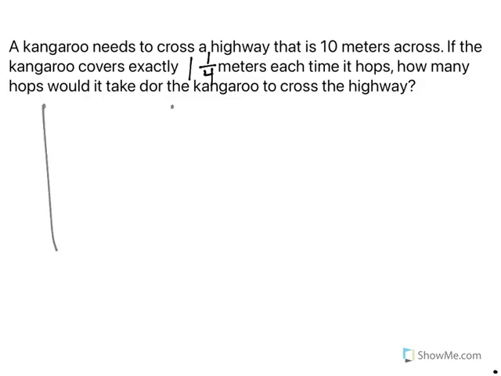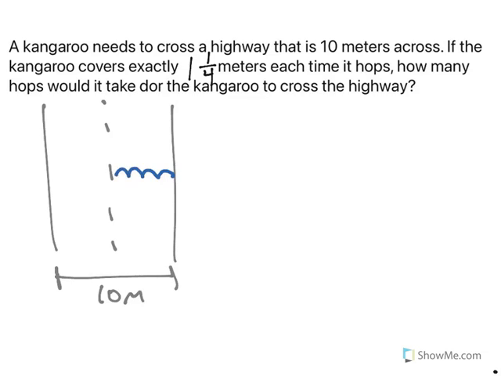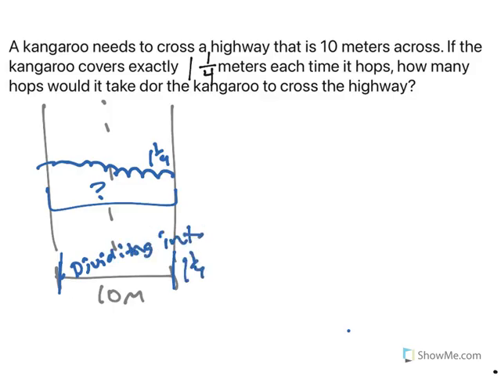I have this highway, and it is 10 meters across. I know that this kangaroo is going to hop, and 1 1/4 is each hop. And I have to figure out how many of these hops there will be. So if you think about this from a picture standpoint, we are basically taking this street and dividing it into 1 1/4 sections, right? How many of those sections are we going to have?